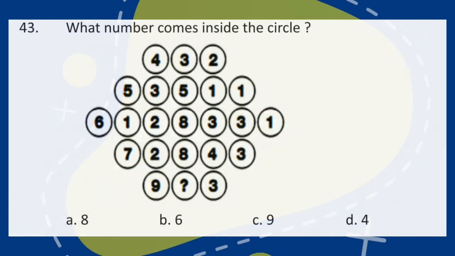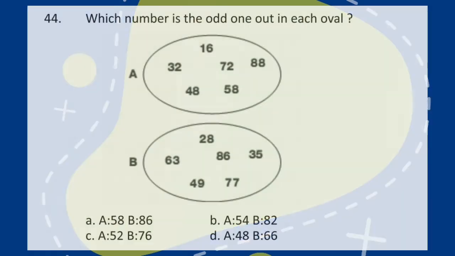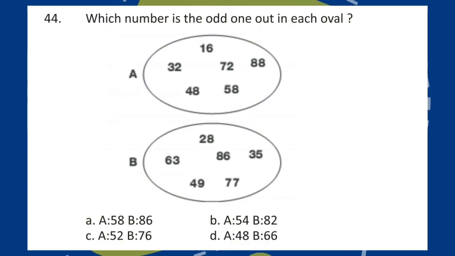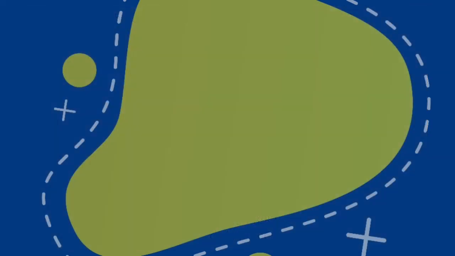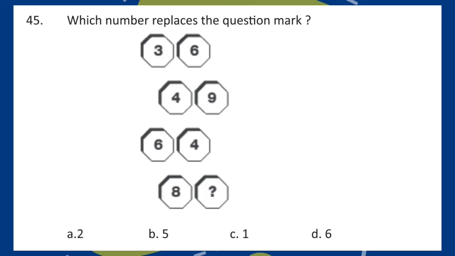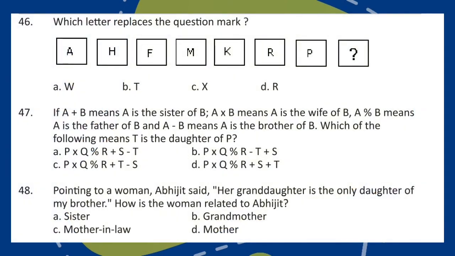Question 43. What number comes inside the circle? Question 44. Which number is the odd one out in each oval? Question 45. Which number replaces the question mark? Question 46. Which letter replaces the question mark?